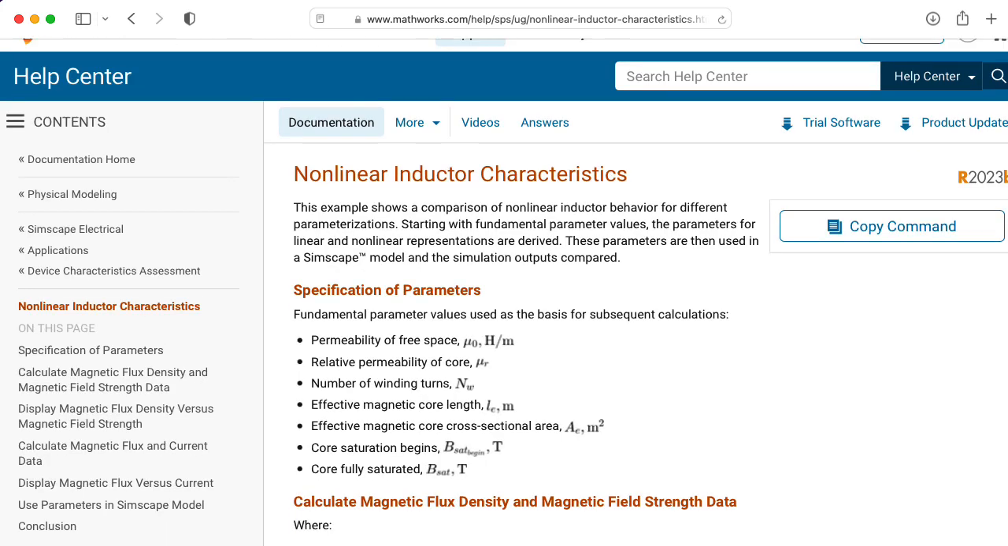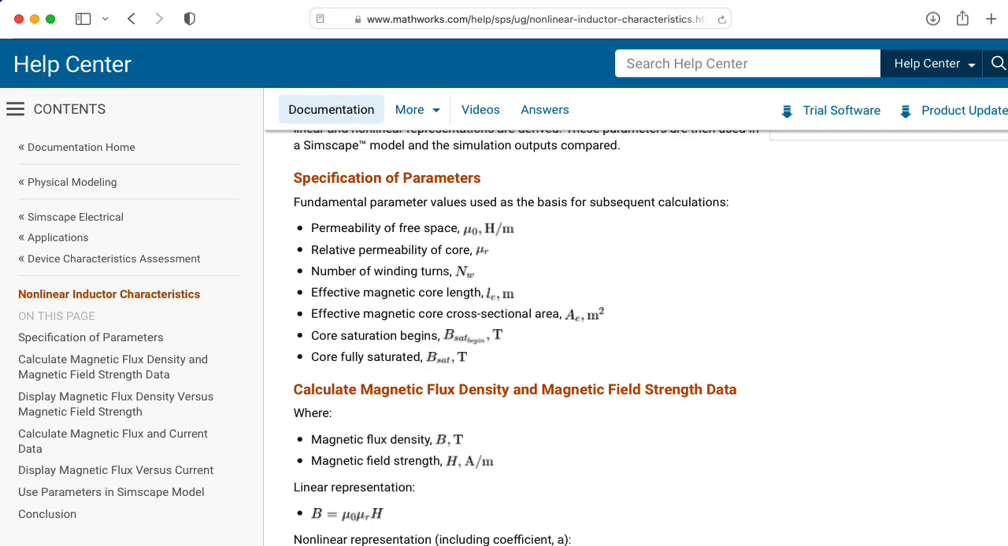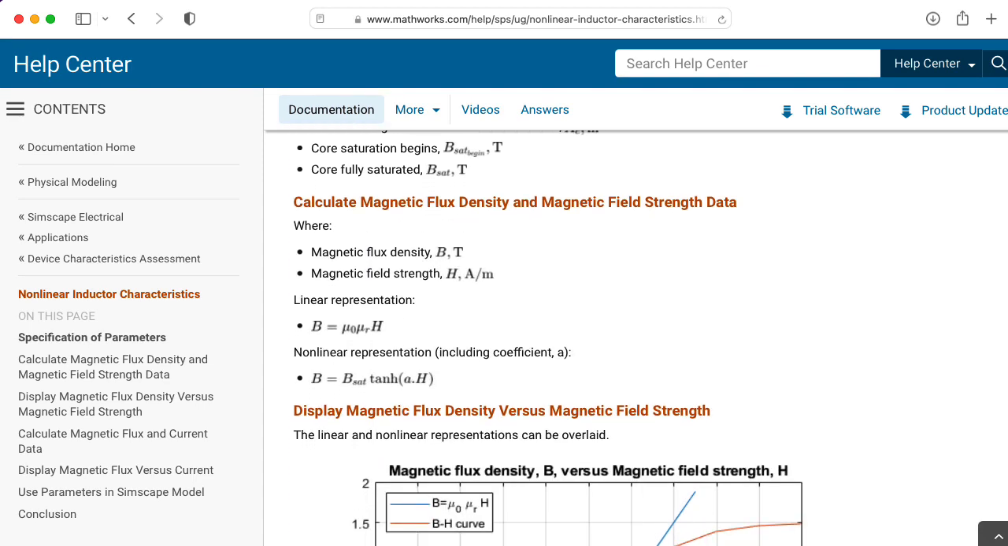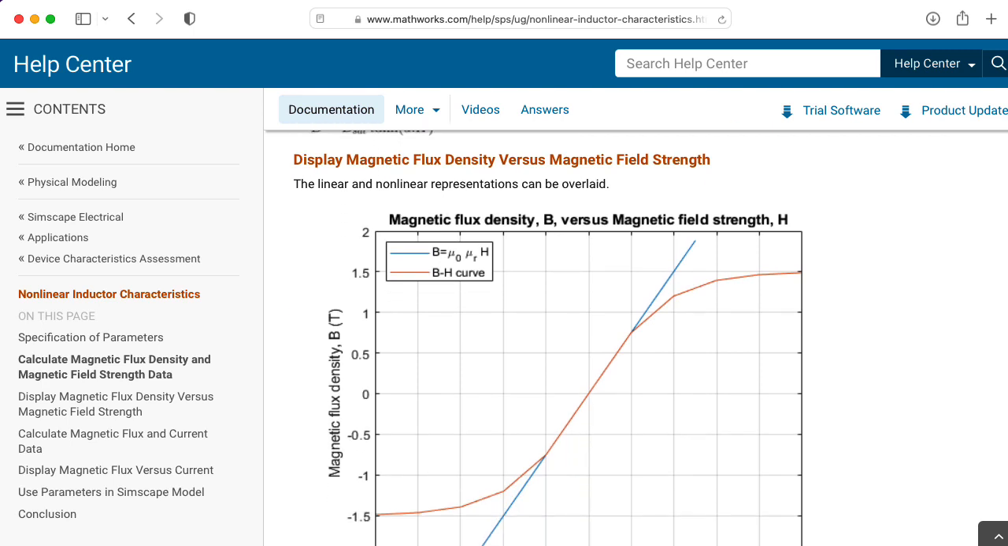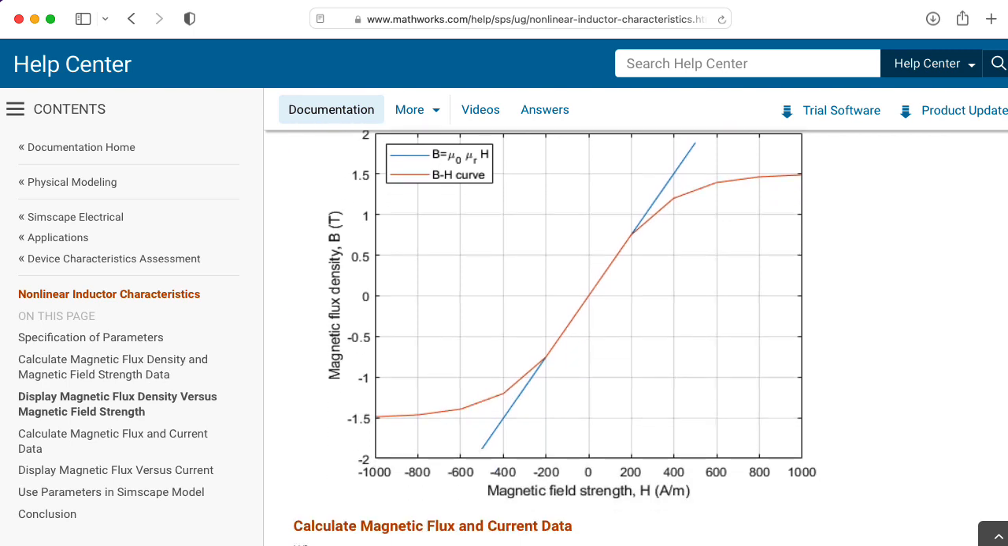Whether or not the resulting nonlinear inductance in any way resembles the nonlinearities you find in real-world inductors, I have no idea. If you have any insight about this, please leave a comment below.